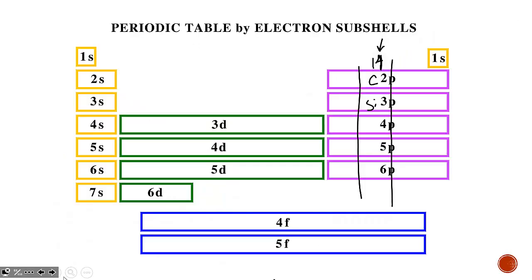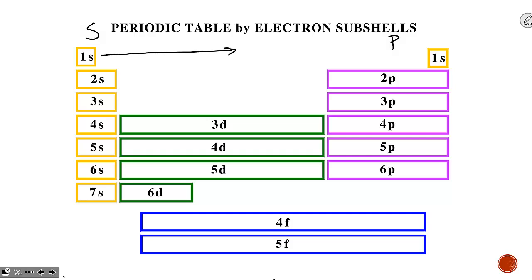You actually don't need the PES data in order to write an electron configuration. If you remember that the first two columns are S, these are P, you can write electron configuration simply by reading across the periodic table. When you get to the end of a line on a piece of paper, you go to the next line. It's the same on the periodic table. Read from left to right. When you get to the end, go down to the next row.